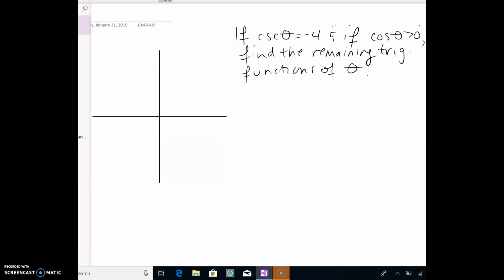For this example, we know the following information. We know the cosecant of theta equals -4, and we know the cosine of theta is greater than 0. We want to find the remaining trigonometric functions of theta.